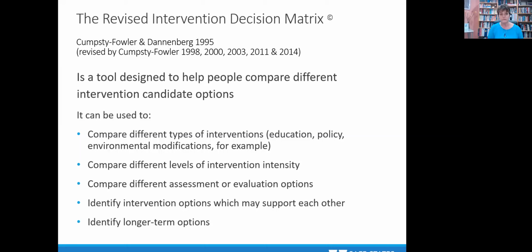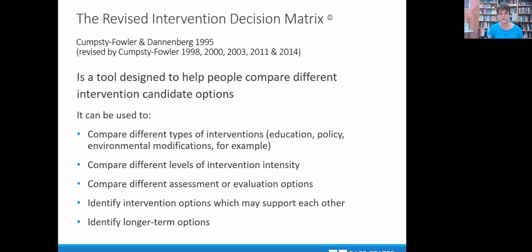Now, we can use RIDM to compare different types of interventions, broadly different types. So an educational option versus a policy option versus, for example, an environmental or product modification. We could also then compare different levels of intervention intensity. So for example, I might consider handing out a free smoke alarm. I might consider handing out a free long life battery smoke alarm with some education. I may do the same thing, handing out that long life smoke alarm with education, and then perhaps following up with the people in the home 3 months later.